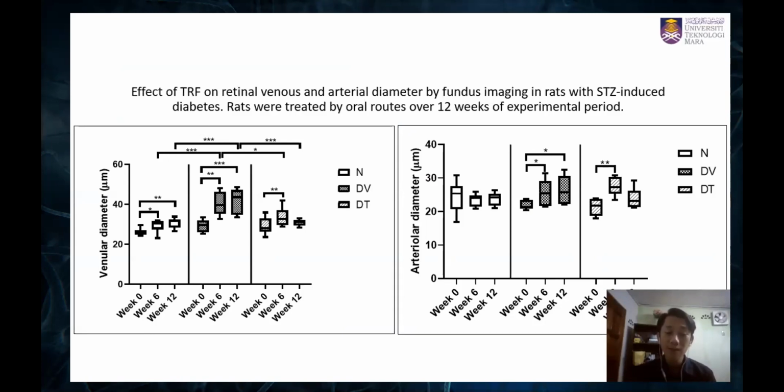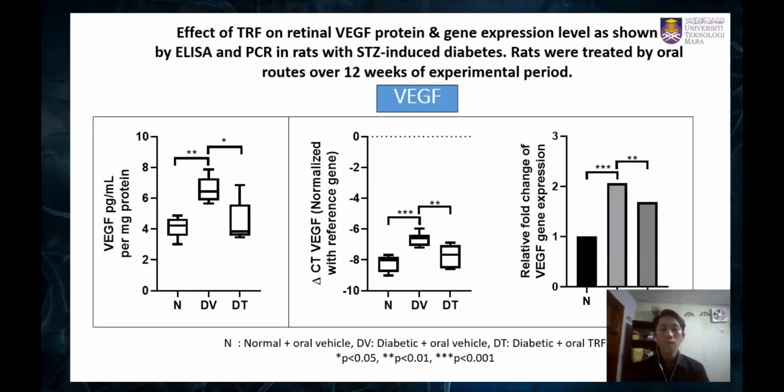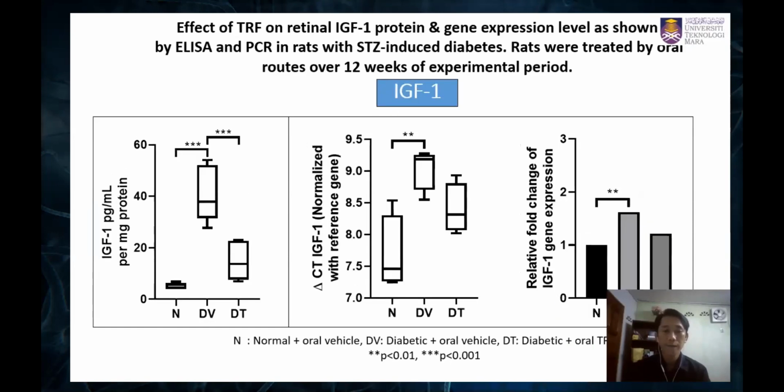There were no intergroup differences for the arterial diameter at any point. For the effect of TRF on retinal VEGF protein and gene expression, firstly, for the protein quantification, the VEGF in the DT group has been lowered as compared to the DV. This is in line with the gene expression, which showed lowering of angiogenic expression by TRF. This is parallel with the IGF-1 finding, which showed again lowering of angiogenic expression as shown by oral TRF treatment.